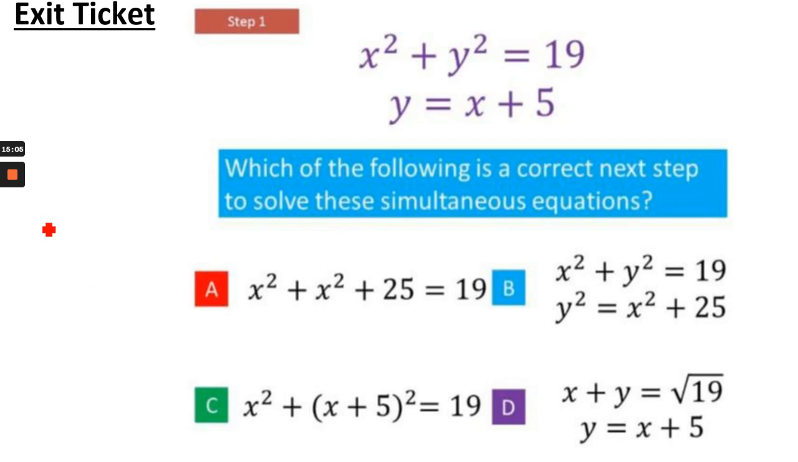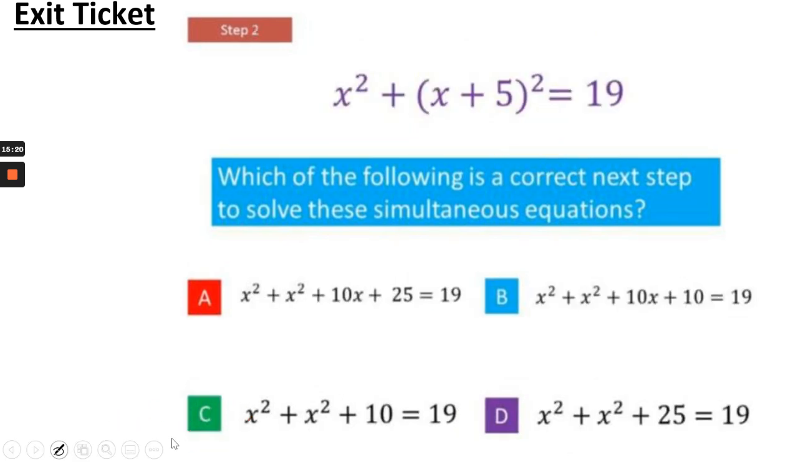Okay, the next step, we're going to substitute x plus 5 into that. So it should be x squared plus x plus 5 all squared is equal to 19. So the answer is going to be C. And then the last exit ticket, what do you do next?